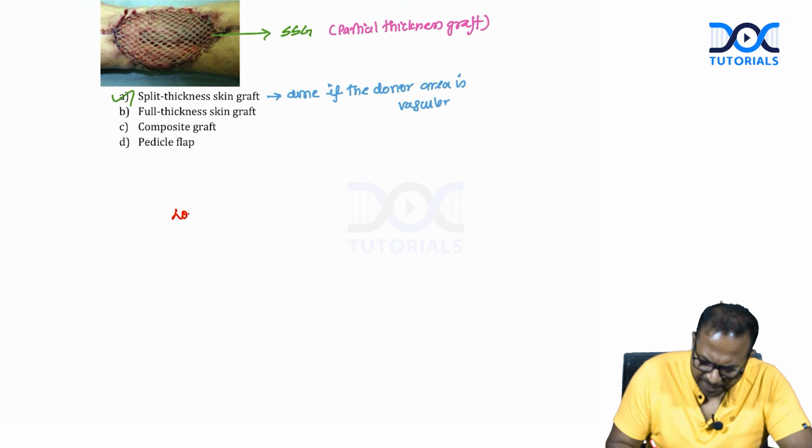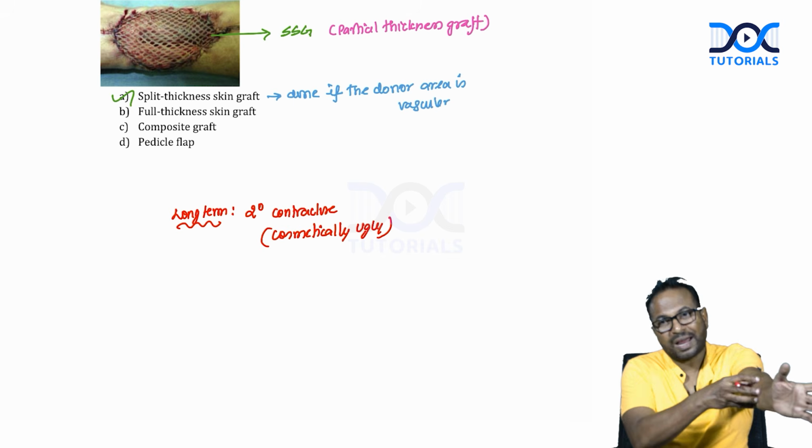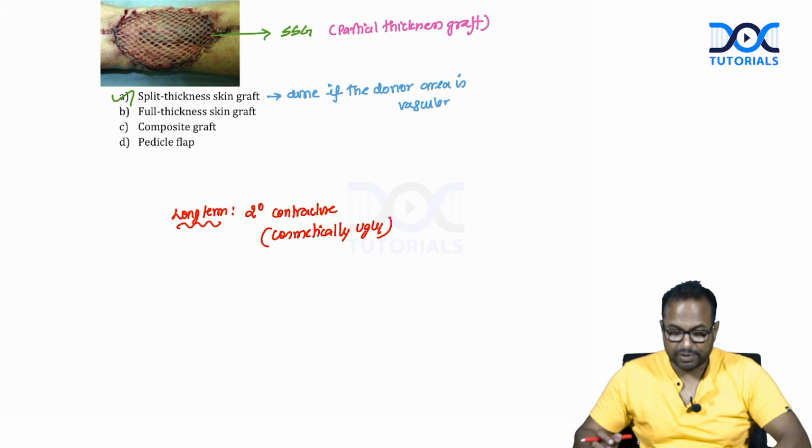A long-term complication of split skin grafting is that it can go for secondary contracture and the wound may look ugly, cosmetically ugly looking after 1 month or 2 months, cosmetically ugly looking in future. This graft will go for contracture and it looks ugly after some years.